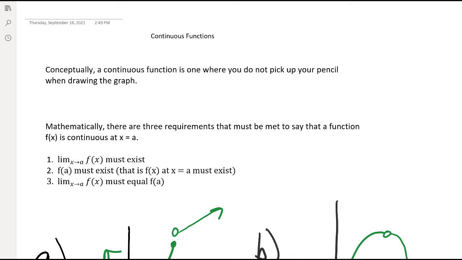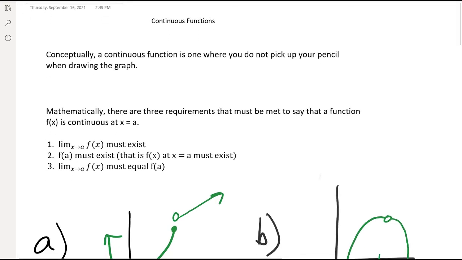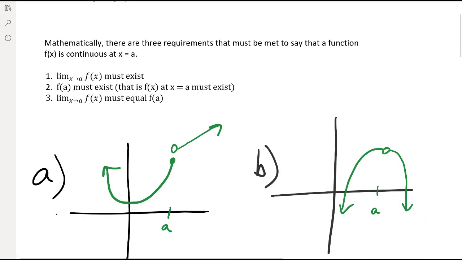Well, mathematically, how do we prove that? Mathematically speaking, there are three conditions that must be met to say that a function is continuous at a particular value, x equals a. What are those three conditions? The first condition says that the limit as x approaches a of f of x must exist. That's saying that our two-sided limit that we've spoken about in previous videos must exist.